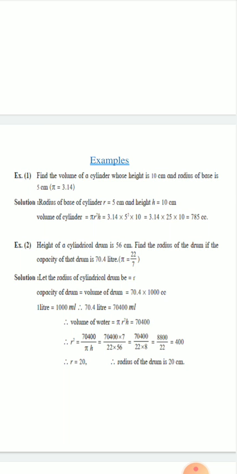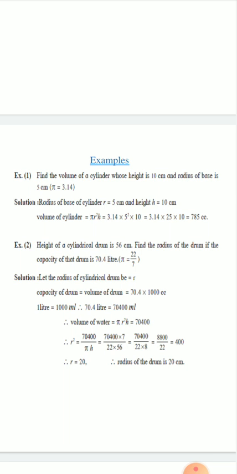So the radius of the drum, let's start with the unknown parameter. We are on the most important step. If I want to calculate the radius, what I will do is assume the radius as a first step. I assume the radius as r. Let the radius of the cylindrical drum be r. Now, the capacity of the drum, as we already discussed, is nothing but the volume of the drum, which is given in liter.